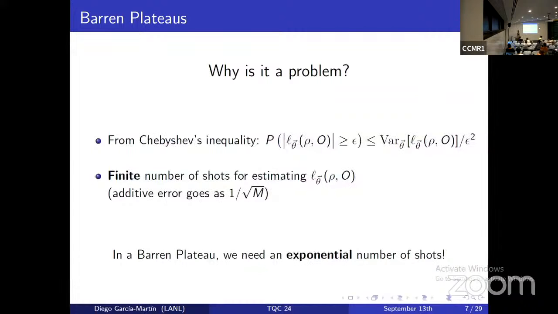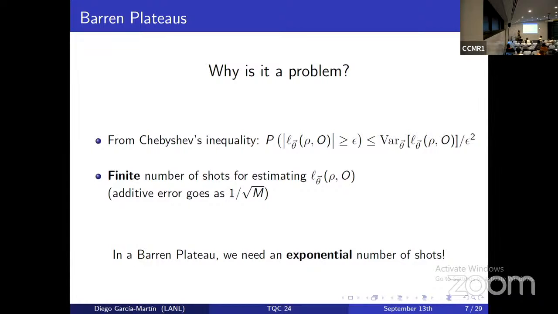So why is a Barren plateau a problem? One can readily see from the Chebyshev inequality that the probability of the expectation value deviating a quantity epsilon from 0, or from the mean, is upper bounded by the variance divided by epsilon squared. So if the variance is exponentially small, then unless epsilon is also exponentially small, we have an exponentially small probability of seeing any deviation from 0 from the average.